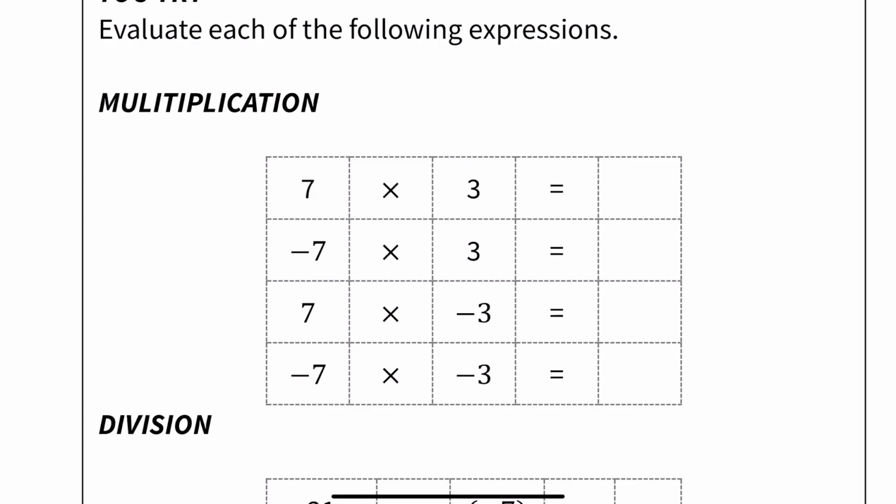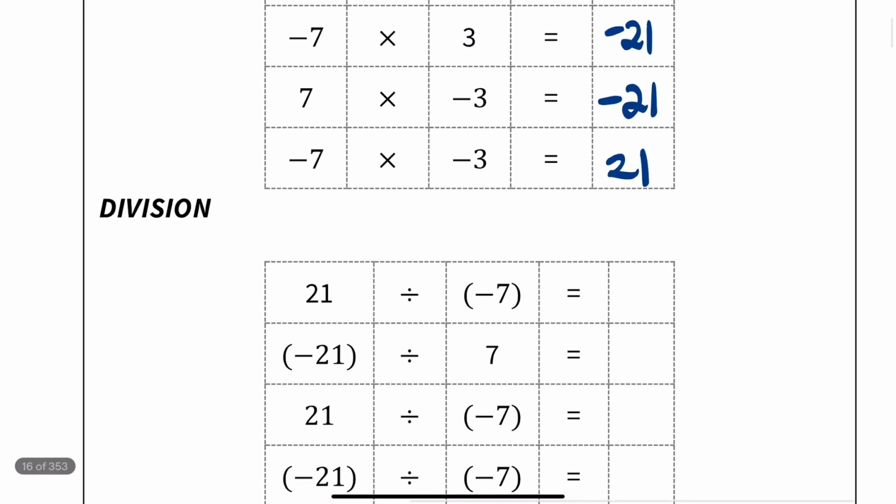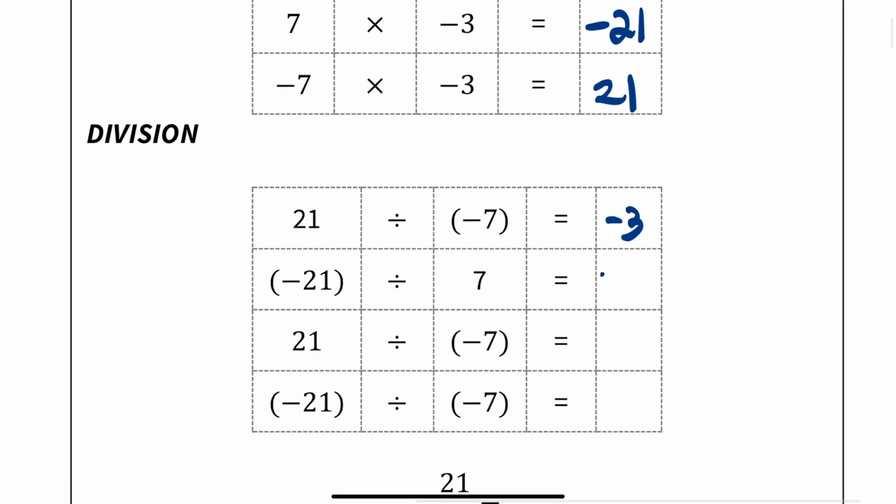Hopefully you had a chance to try them out. Here are the answers. So 21, negative 21, negative 21, and positive 21. And that's for the first part. When you're doing division for the next part, we have here negative 3, negative 3, negative 3, and positive 3.